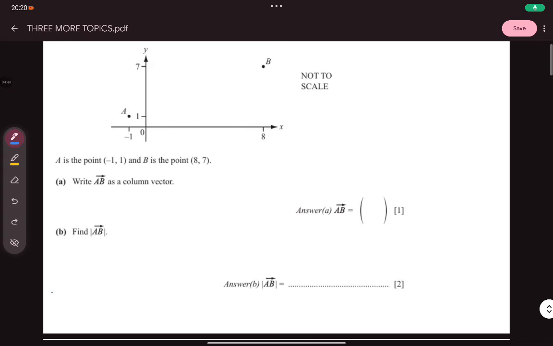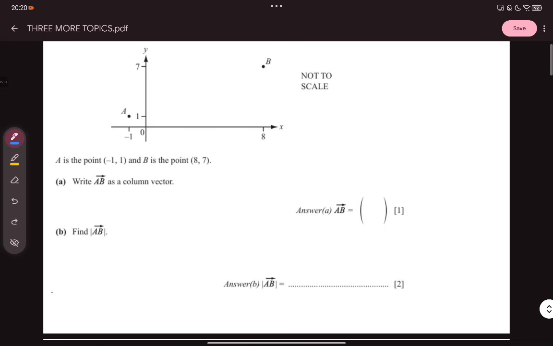Here's another question that, even though it looks slightly different, it is the same. It's the same every time, even though they've worded things a little bit differently. A is the point, look at the picture, A is the point -1, 1. They've drawn the coordinate grid there. B is the point 8, 7. Write AB with an arrow as a column vector.